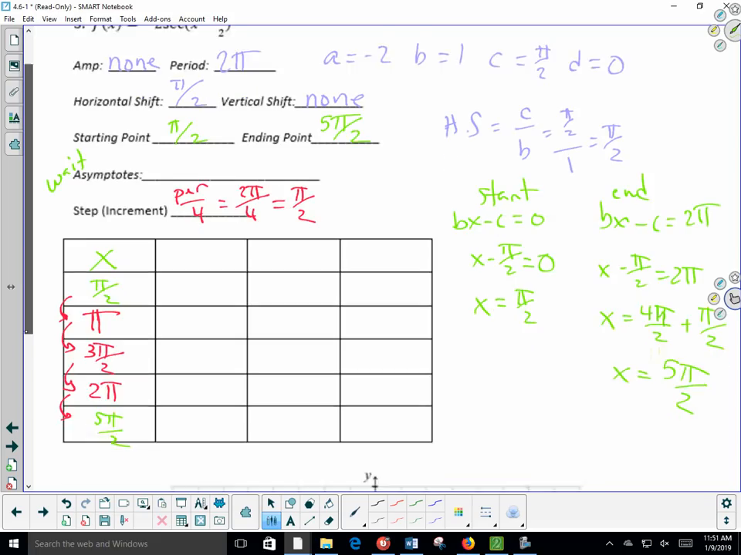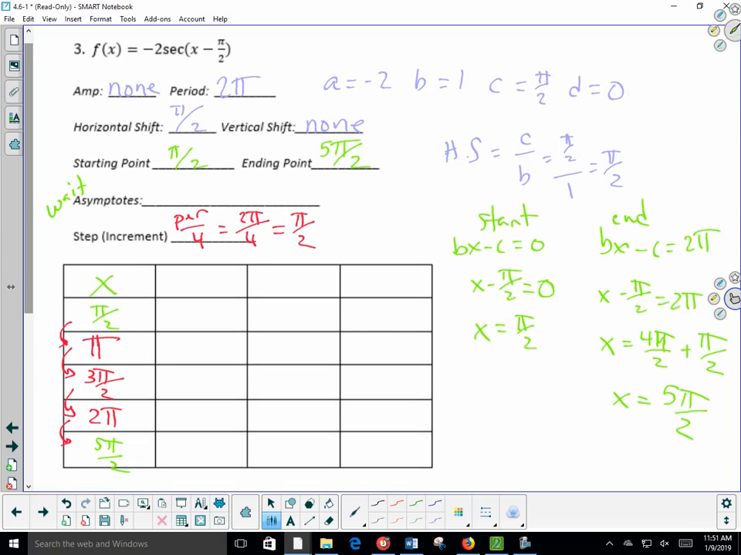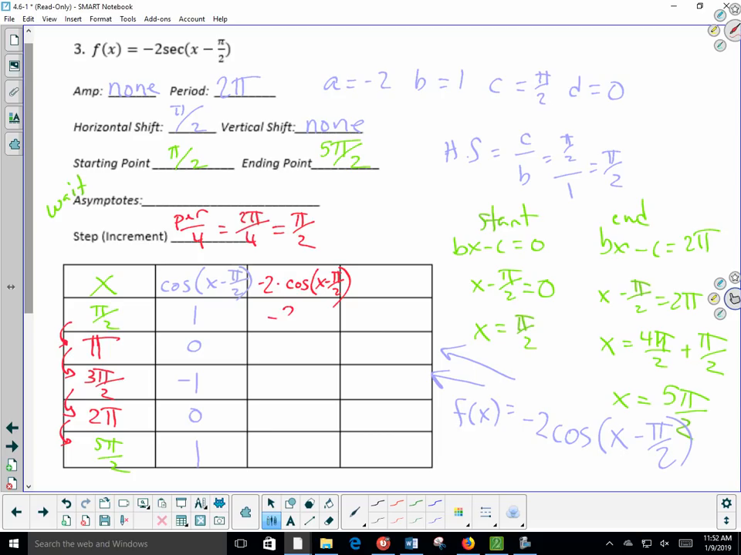We are actually going to be filling in not the secant, but the cosine. So I really want to graph f of x equaling -2 cosine of x minus pi over 2. That's what we're going to be filling into this chart. All right. So here in this second column, I'm going to make this cosine of x minus pi over 2, because we know all of those key values for cosine. That's 1, 0, -1, 0, 1. And then I have an a value to consider, so that's going to be -2 times cosine of x minus pi over 2. And so I have to multiply all of these values by -2. So I'm going to get -2, 0, +2, 0, -2.